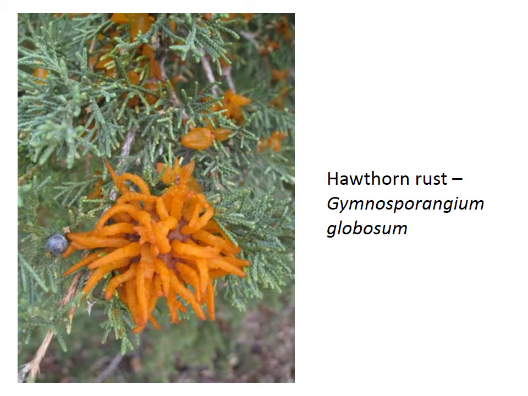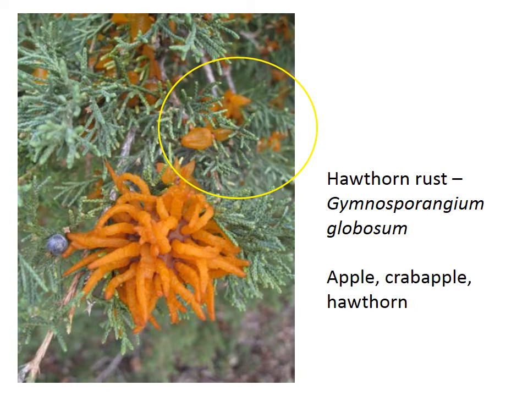Okay, so front and center is a cedar apple rust gall, but in the background, there's something similar but a little bit different going on, and this is hawthorn rust, caused by a related fungus, Gymnosporangium globosum. This one affects apple and crab apple, also commonly infects hawthorns, and it also can be found on serviceberry, quince, or pear.